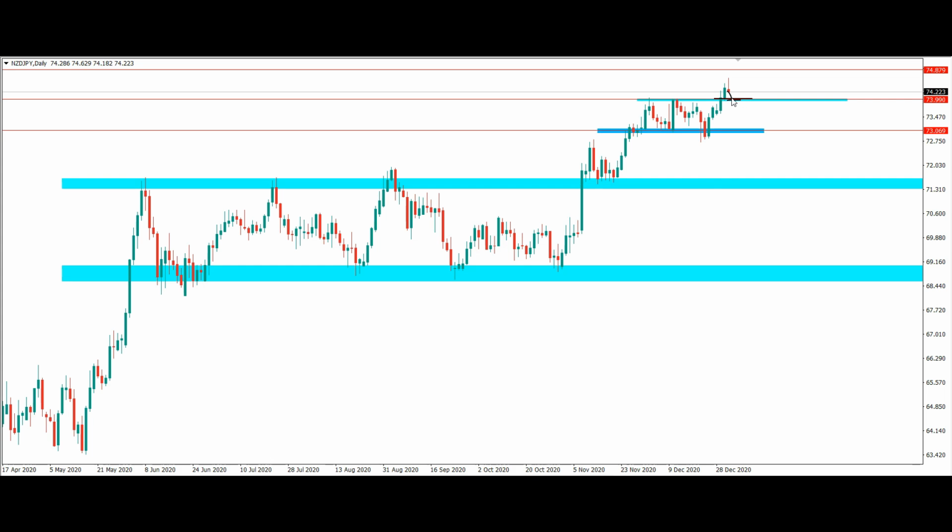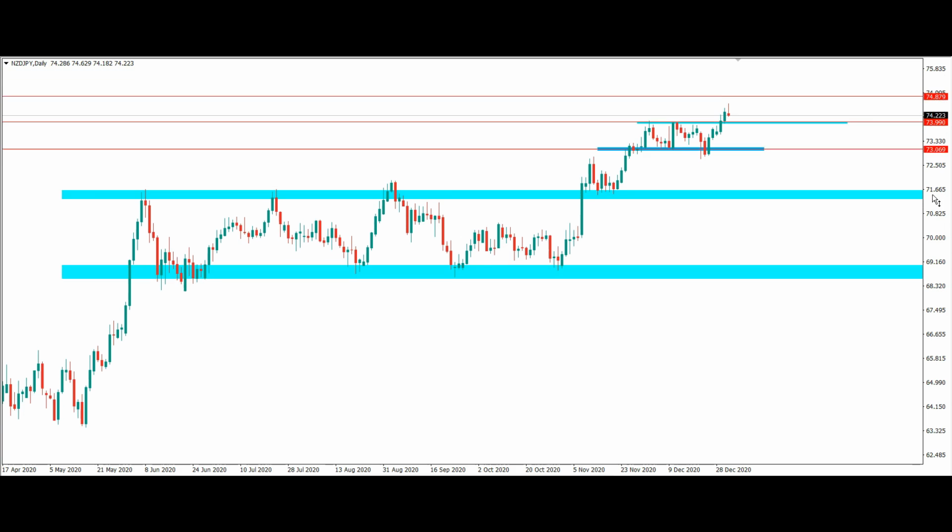and that's when I'm going to be looking for good long opportunities at least to the first daily level of resistance at 74.87. So if the price will find resistance at this area on a daily closing basis, this is where we are going to be taking our first exit on this NzdJpy.